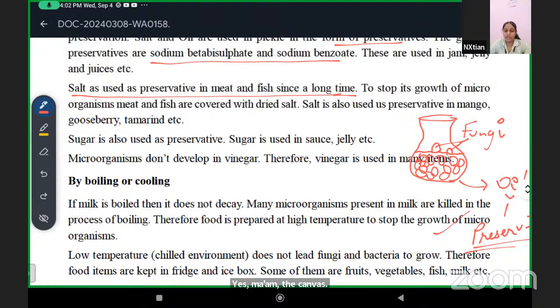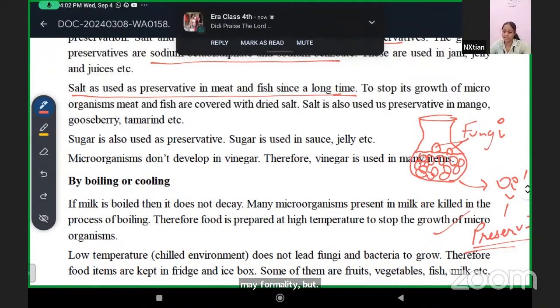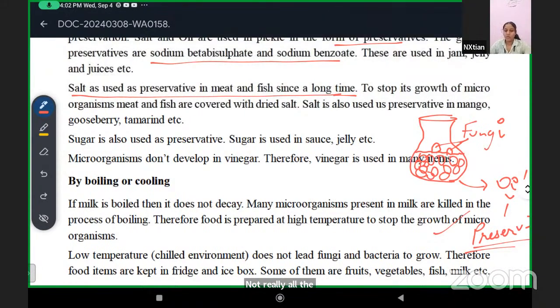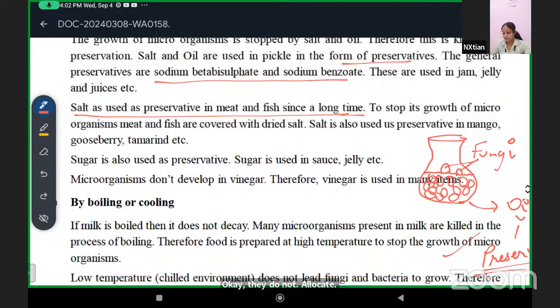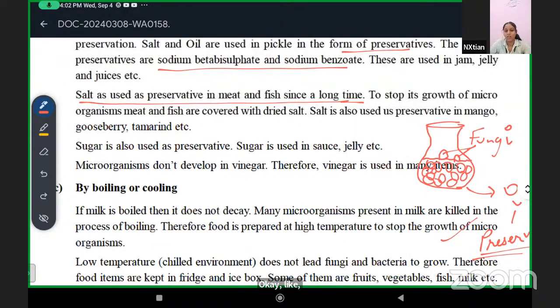Chemicals will form an algae. Not every chemical. Some may form an algae, but not really all the chemicals. Some chemicals are preservatives. They do not form algae. Like sodium bisulfate and sodium benzoate, they are actually preservatives. They don't form algae.